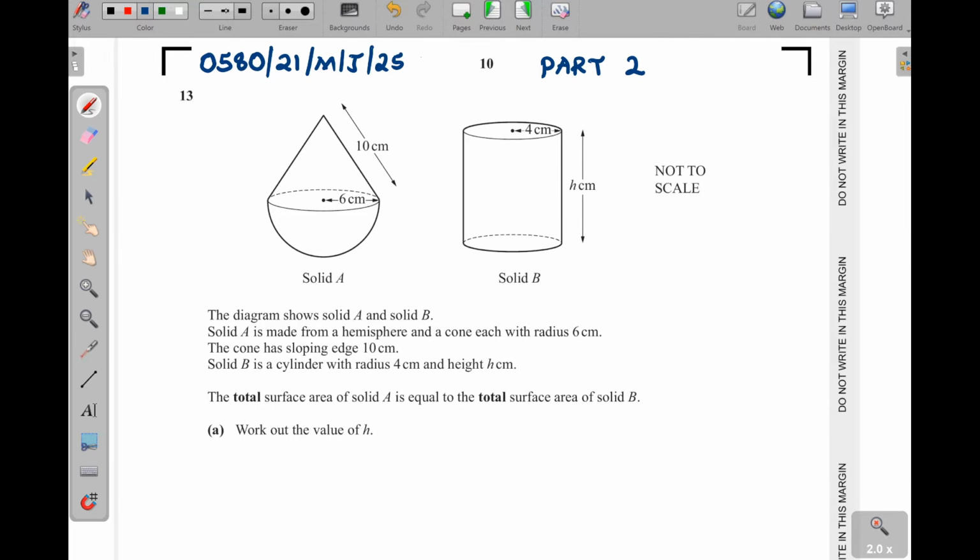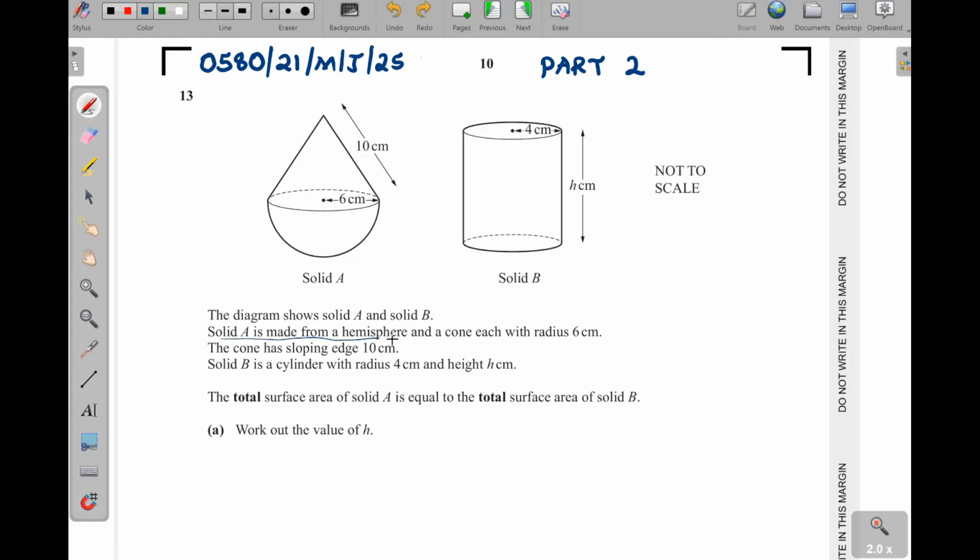Question 13 is coming from 3D diagrams. We can see that this is a hemisphere, then there is a cone on top, and then a cylinder. So they are saying that the diagram shows solid A and solid B.